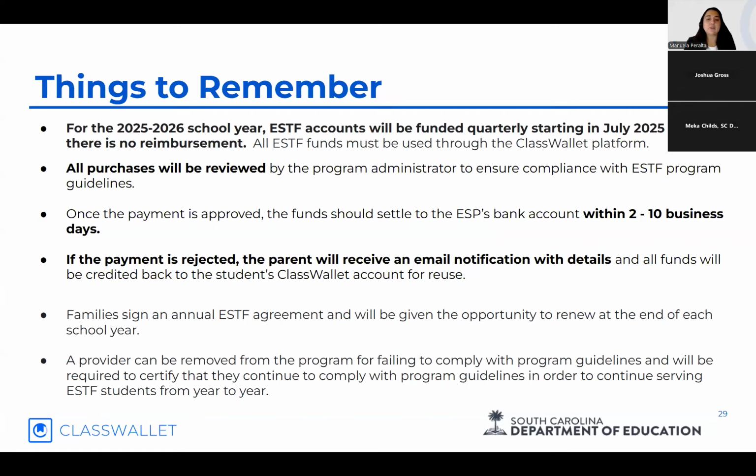And then for the next school year, the renewal process will begin on November 1st of this year. So ClassWallet and the South Carolina Department of Education will be sending out more information to families once that renewal period is approaching. Okay. And then a provider could be removed from the program at any time for failing to comply with program guidelines. And you will be required to certify that you will continue to comply with program guidelines on an annual basis.